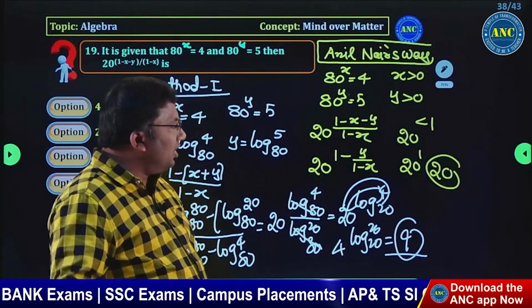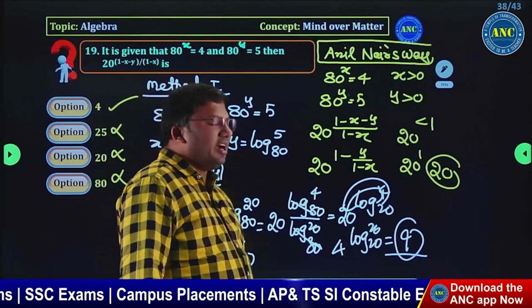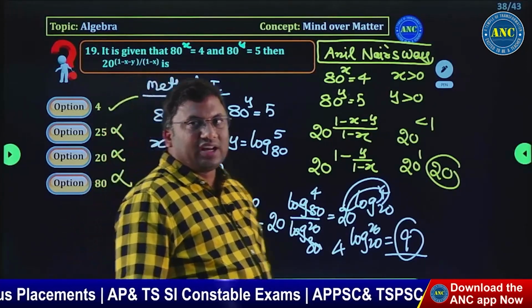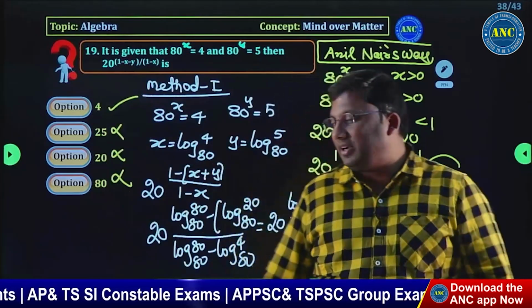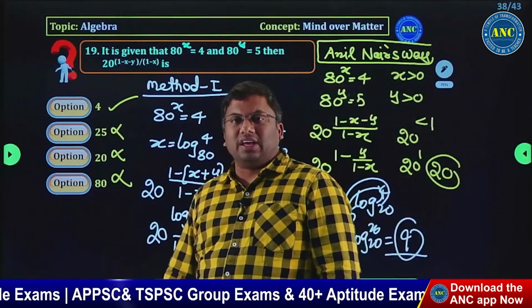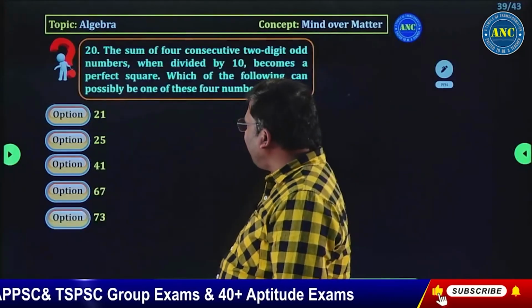80 power 0 is 1, so x is greater than 0. y is also greater than 0. I hope the concept is clear. Keeping an eye on the answer options at times will give us the answer very, very fast.